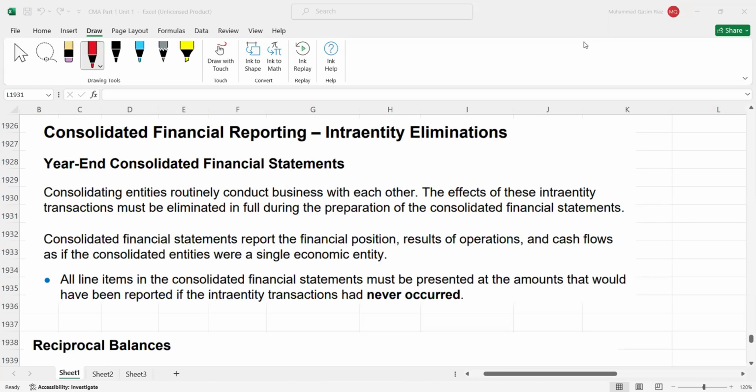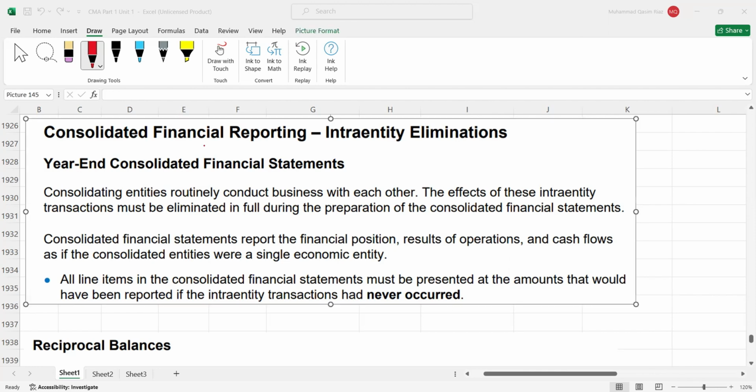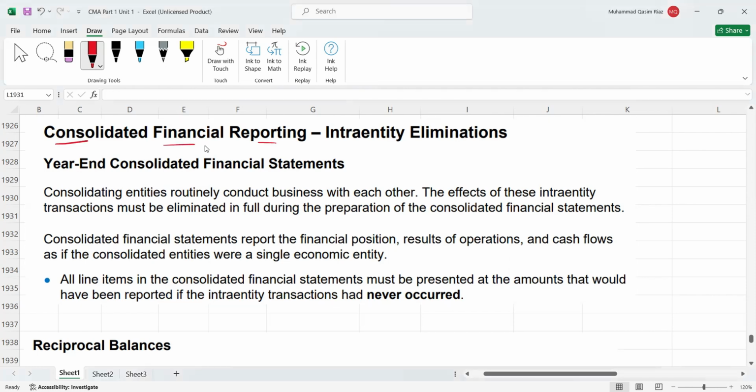So today we are going to discuss consolidated financial reporting again, and we are discussing today intra-entity eliminations. Like we know, there might be certain transactions between parent and subsidiary. So while we prepare consolidated financial statements, all intra-entity transactions, whether assets or liabilities like receivables or payables, or maybe income or expenses, we have to eliminate while we prepare the full set of consolidated financial statements, right?